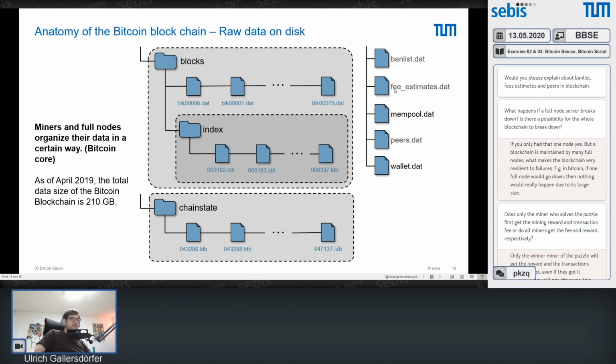And fee estimates is a file generated by your local Bitcoin client to be used by your wallet, in terms of what fees you should put in your transaction to get it accepted in a certain time frame. So that's a little bit of a detail here, but quite interesting. Okay.